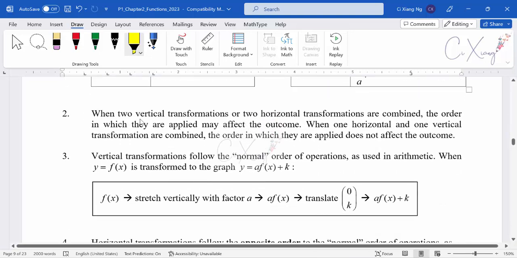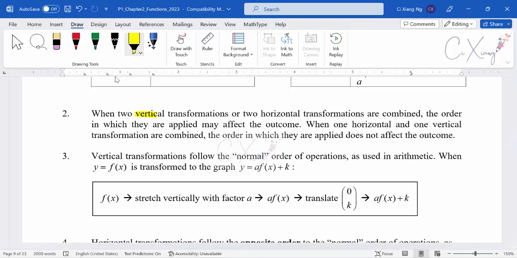When we have two transformations combined together, we have to see what kind of transformations we have. If we have two vertical transformations or two horizontal transformations combined, the order is very important and might affect the outcome. You need to be very careful and understand which transformation comes first. But if you have one horizontal and one vertical transformation in your function, then the order will not affect the outcome. So please take note of this part.